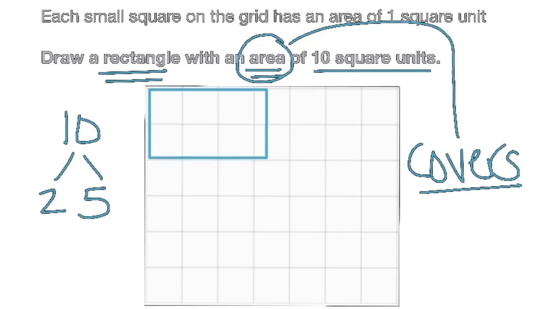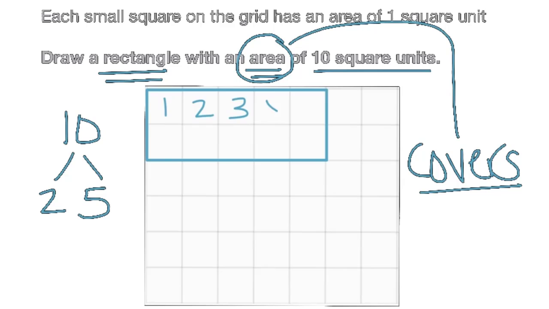We'll start up here. Here's a rectangle. And let's see, that's 5. And we can space to make sure that covers the whole square unit. There we go. So here's our rectangle. And this rectangle covers 1, 2, 3, 4, 5. There's the first row of 5. And the second row of 5 has unit squares 6, 7, 8, 9, and 10. So here's one perfect answer, a rectangle that has 2 rows of 5 square units.